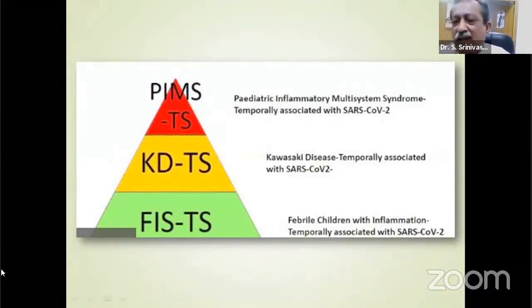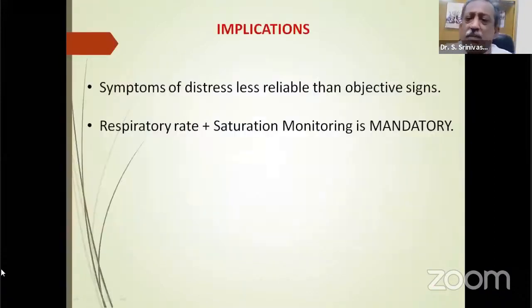What we practice in ICH in these situations, where the target organs are not involved, these inflammatory children respond to steroids, and with a mild dose of steroid, they become better in 1 to 3 days. So out of these three, whether it's PIMS with TS, KD with TS or FIS with TS, ICH is witnessing a greater number of cases of FIS with TS. So the implication: symptoms of distress are less reliable than objective signs.